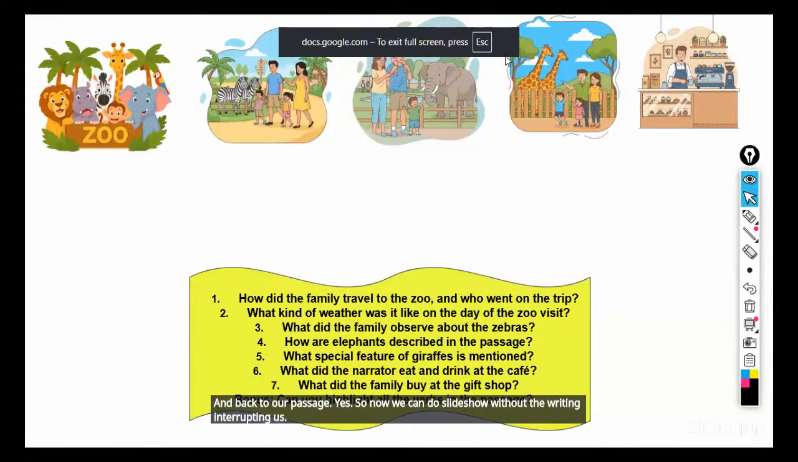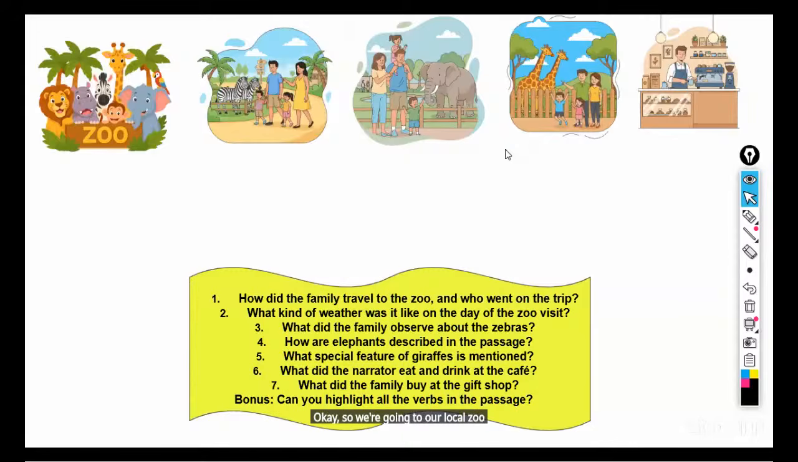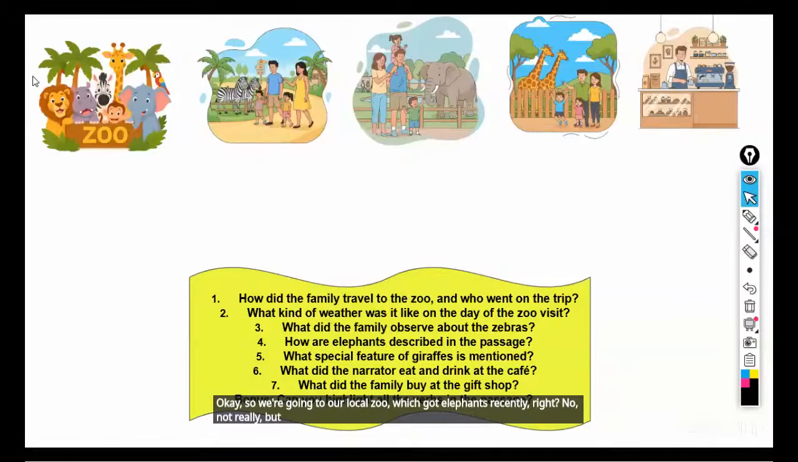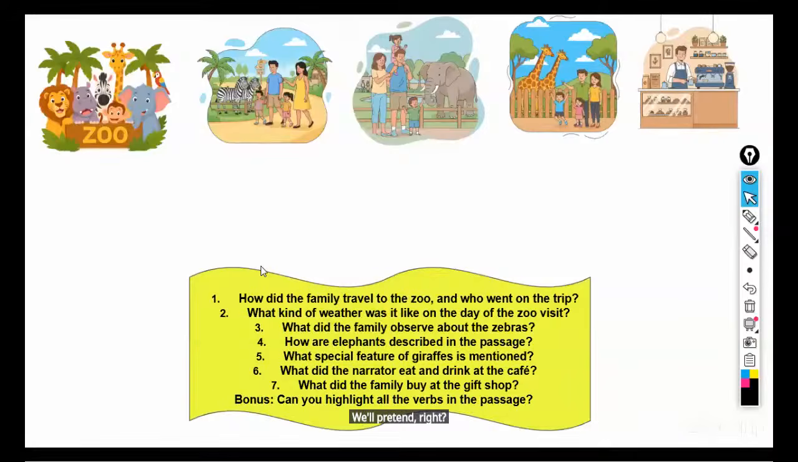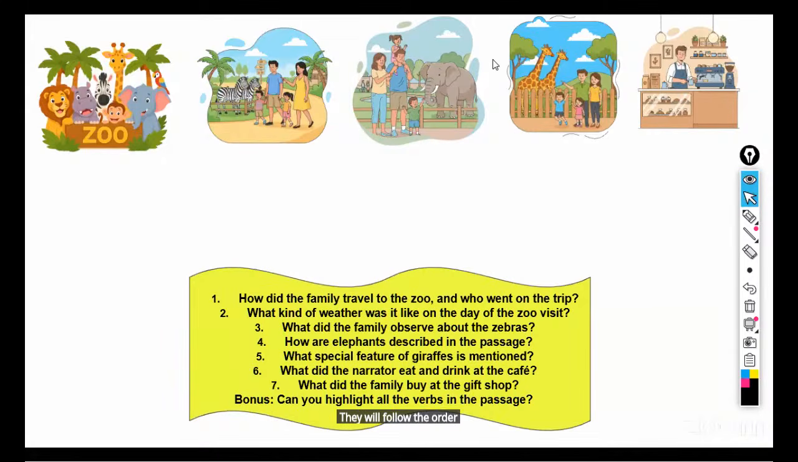Okay, so we're going to our local zoo, which got elephants recently, right? No, not really, but we'll pretend, right? And these are the questions we want to be able to answer. So you could have them in the back of your mind. You're looking for the answers. Just as with the comprehension you would get in a Paper 2, they will follow the order in the passage.